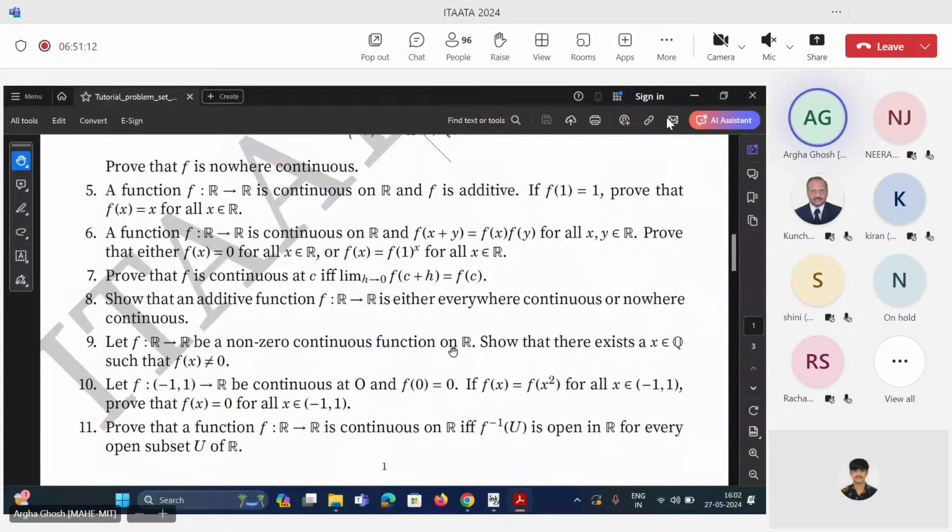Okay, what we mean by a function being additive is f of x plus y is equal to f of x plus f of y. We have a continuous function on R and the function is additive. If f of 1 is 1, prove that f is an identity function.